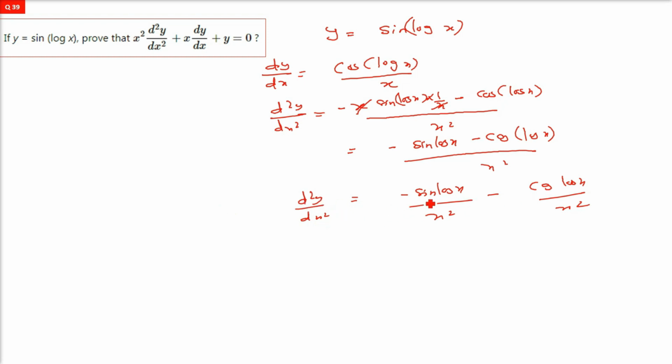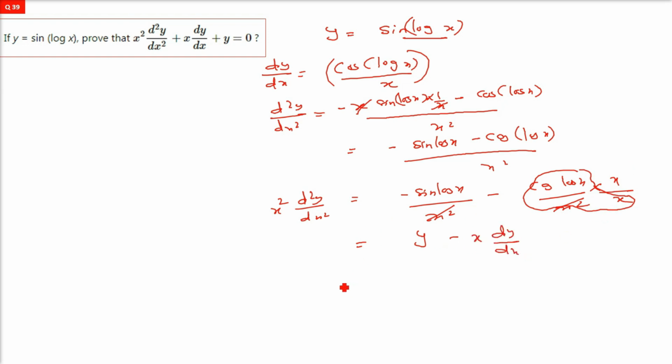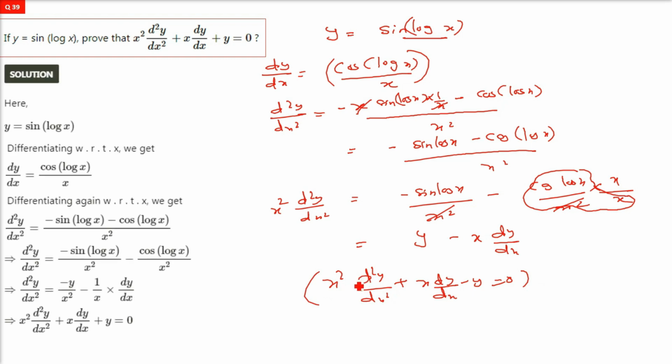Now multiply all of it by x squared. So I am multiplying this, I will get rid of it. Minus sine log x. What is minus sine log x? It's y, so it will be negative y. And then cos log x. What is cos log x? If you take x on the left hand side, cos log x is going to be x into dy by dx. So this total is dy by dx here, and this x here. Now take it on the left. So x squared d2y by dx2 plus x dy by dx minus y is equal to 0. This is the answer. And how are we going to write it? This is given here. So these are the whole steps you have to follow and write.